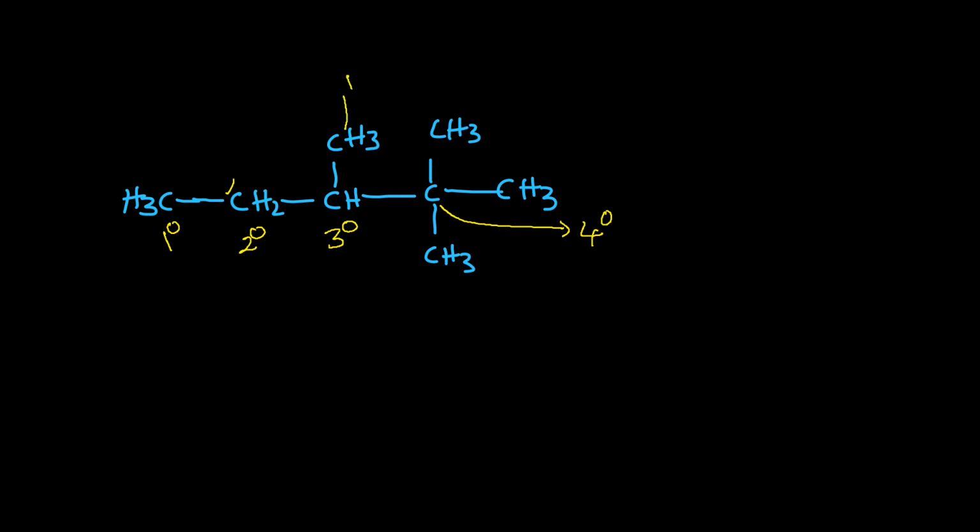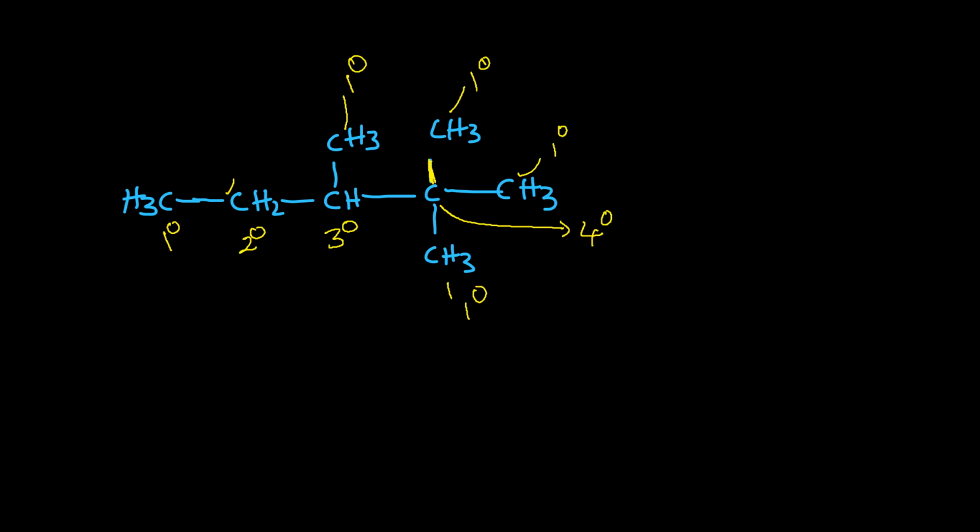Whereas these four are primary carbon atoms, because all these four are attached to only one different carbon atom only. For example, if we consider this one, it is attached to only one different carbon atom. Similarly, all these four are attached to only one different carbon atom. So that's why these are known as primary carbon atoms.